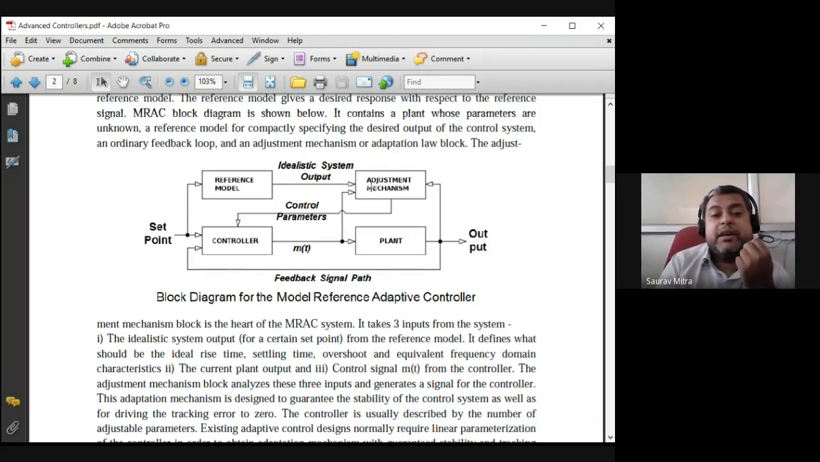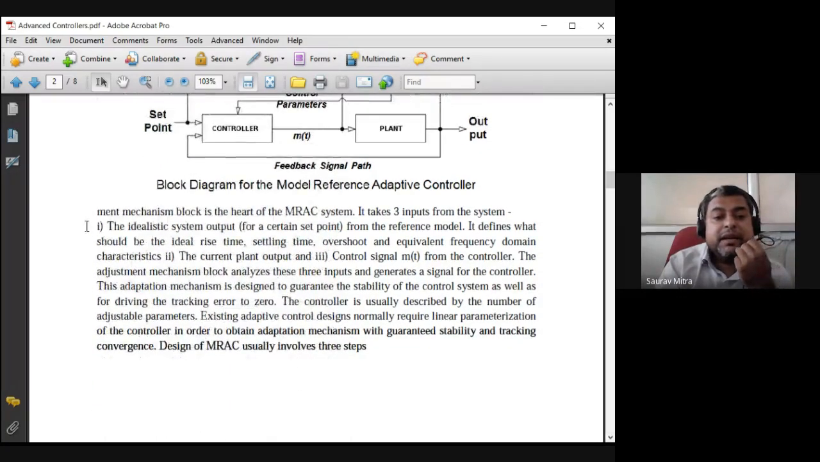So this is a bigger brain, a global brain, the adjustment mechanism, and the controller is a local brain. The controller is just controlling the plant, but who is controlling the controller? That is actually the adjustment mechanism. So the adjustment mechanism of the MRAS system takes three inputs from the system. The idealistic system output, that is the main output which is coming from the plant, defines what should be the ideal rise time, settling time, overshoot, equivalent frequency domain characteristic, etc.